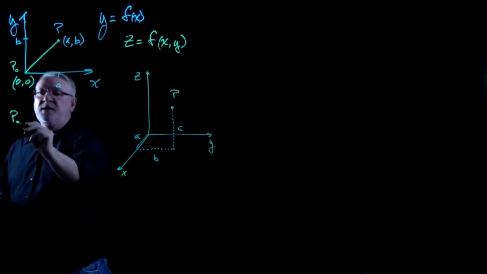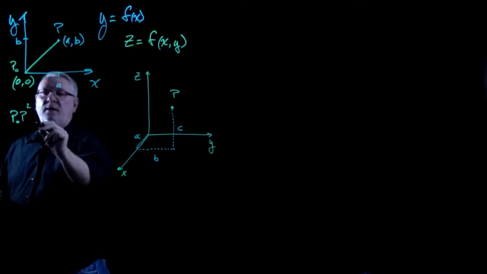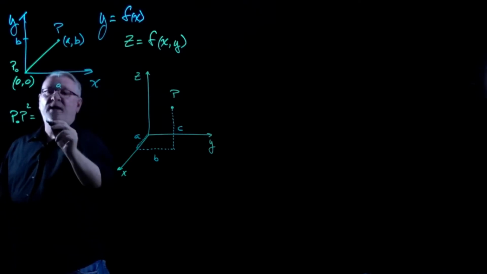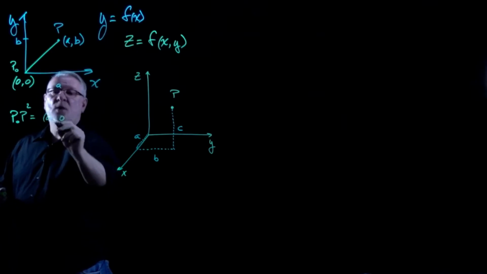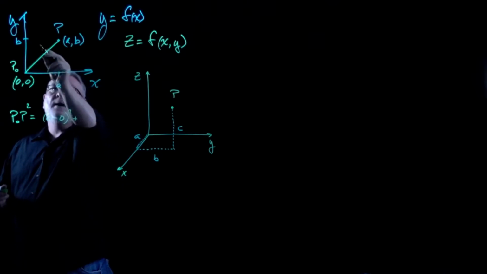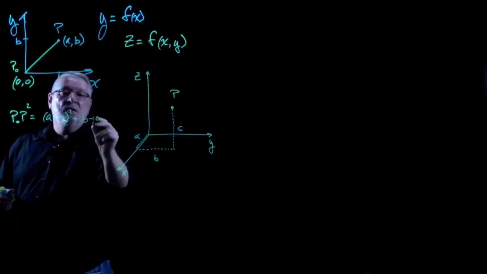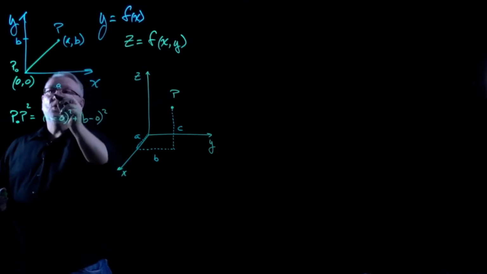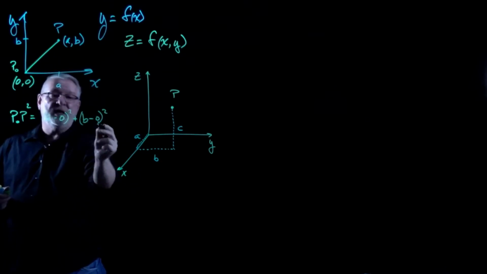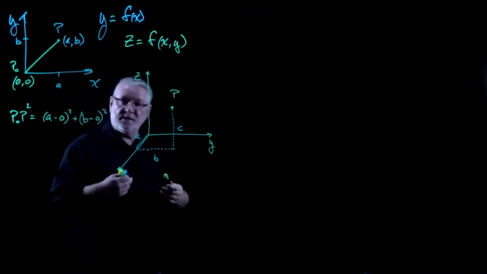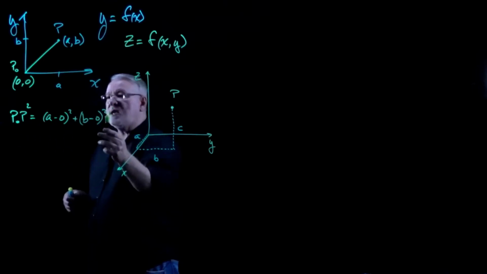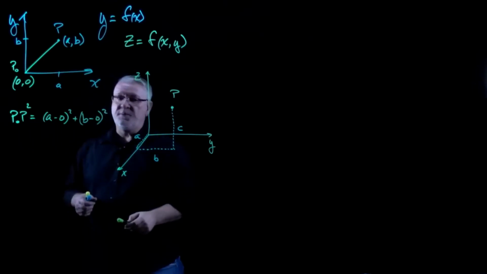So the distance P naught P squared was equal to, well, how far across we went, which was a minus 0 squared, and how far up we went, and that's going to be b minus 0 squared. Of course, if point P naught were some other location, then we would plug in its address for these zeros, and there it is, the Pythagorean theorem adapted to be the distance formula. I can take the square root of each side, and that would give me the distance P naught P.